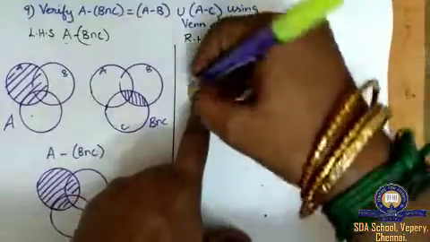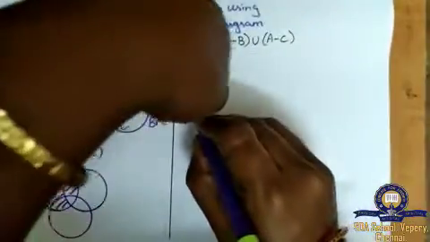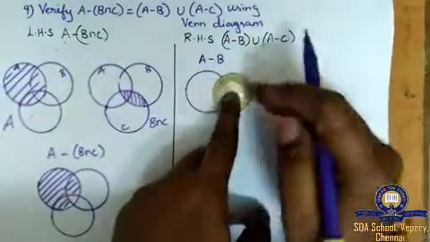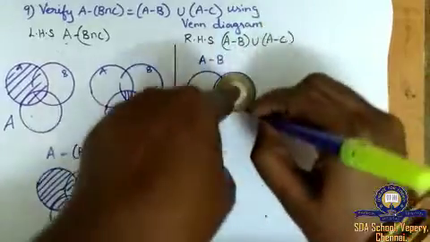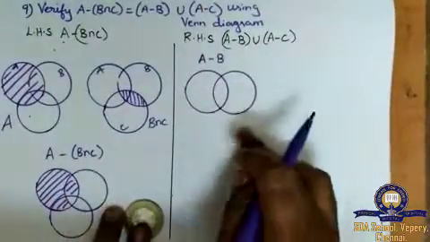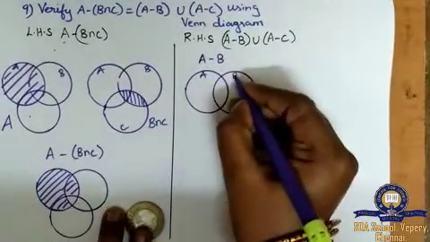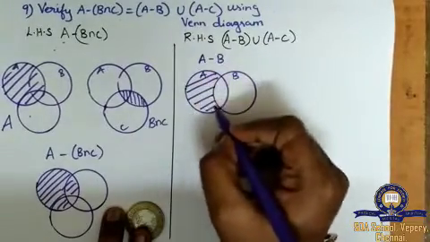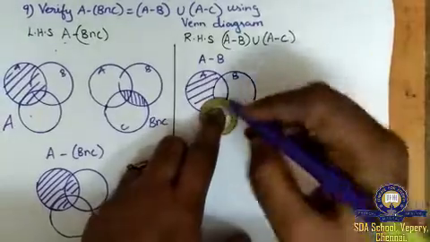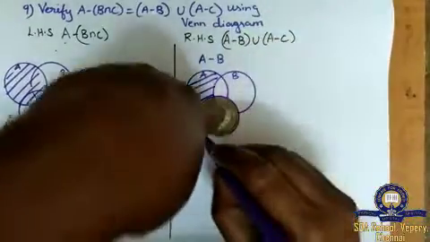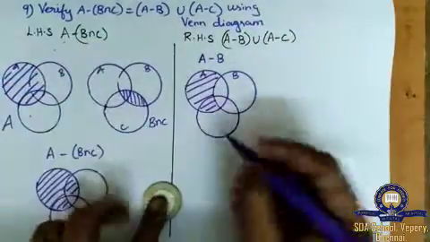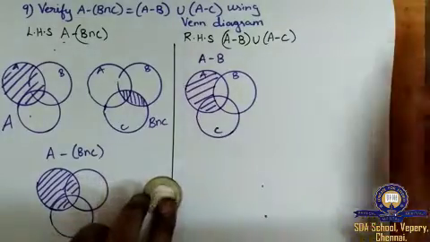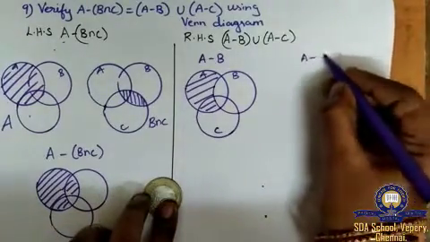First I will draw A minus B, which means I will draw only the A circle and the B circle. A minus B means what? We have to leave the B part, so only the A part I am shading. Then I will draw the C circle directly so that you won't get confused with the help of three diagrams. It will be easy.